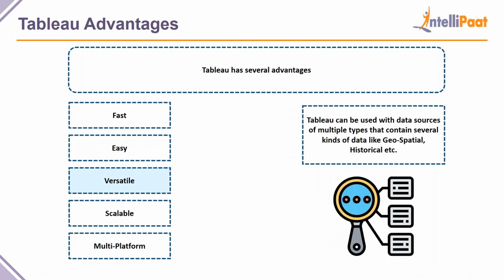Then it's very versatile. So Tableau can be used with data sources of multiple types that contain several kinds of data like geospatial, historical, etc. So if you have geospatial data and you want to represent it on a map, which we'll take a look at here, Tableau helps us with that. If you want to take a look at what other kind of data we have, we can do that as well, and it helps us visualize what kind of data we have, how we're going to use it, and so on and so forth.